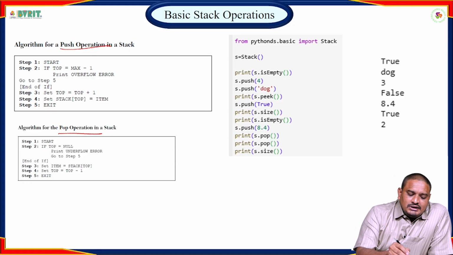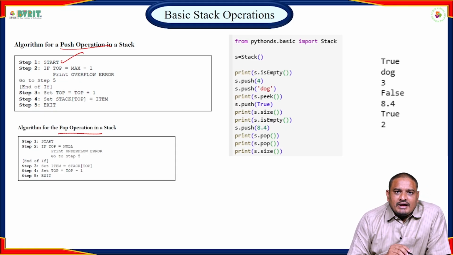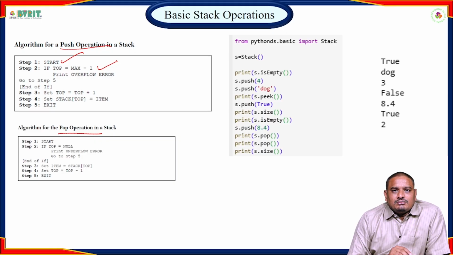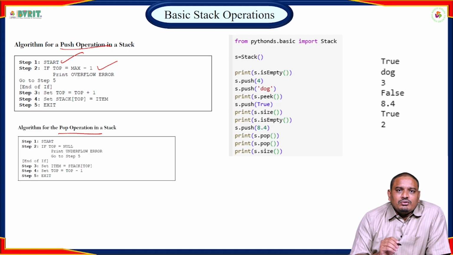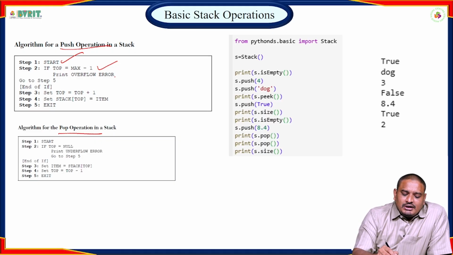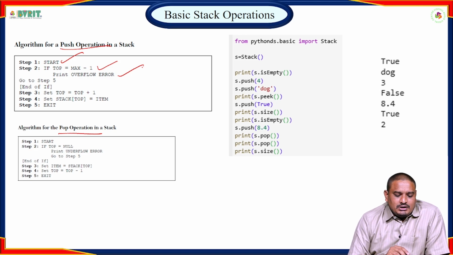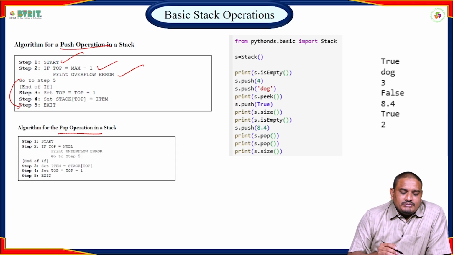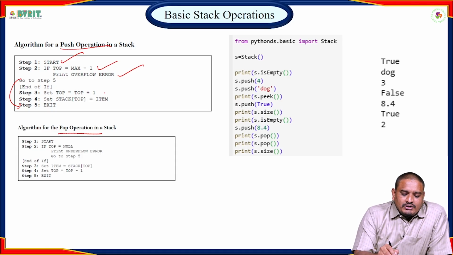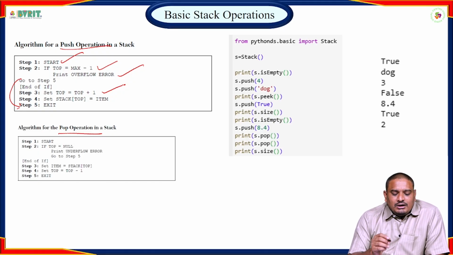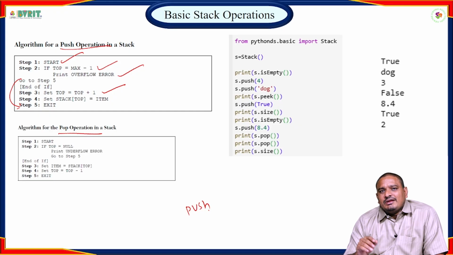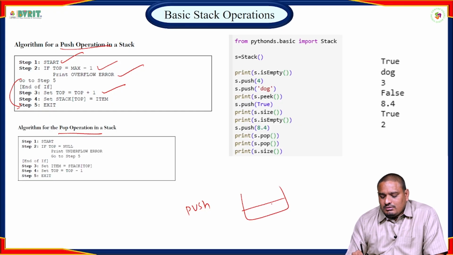Initially, the first step is to start the stack operation. Next, if top equals maximum minus 1, it prints the overflow error. At that time, directly go to the 5th step, that step is exit. Now, set top equal to top plus 1. Here we are using the push operation. What is the use of the push operation?